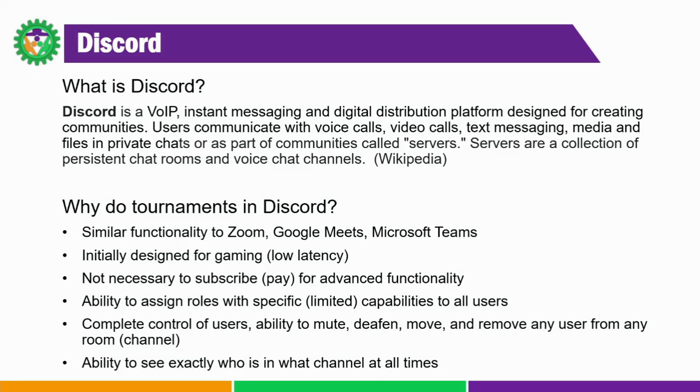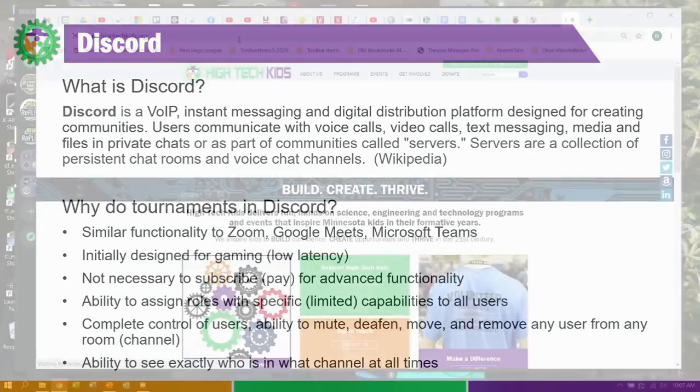And one thing that Discord has is really the complete control of users. You can mute, deafen, move them, remove them, ban them if they're not the people they say they are or we think they are. And the other thing that's really nice is the ability to see exactly who is in what channel at all times. So on that picture where you saw the different channels, you'll see all the names in there, and in a judging room, all those names should either start with judge or the team number of that team that's being judged at that time.